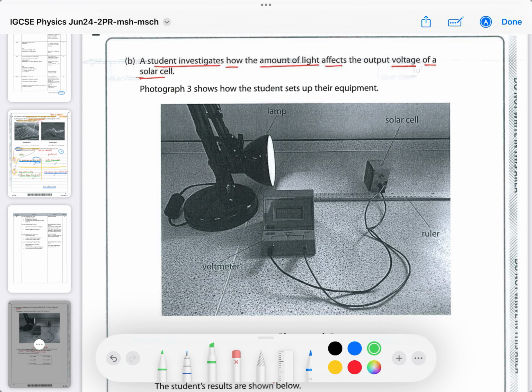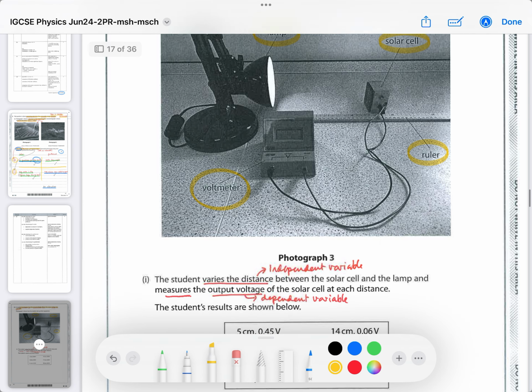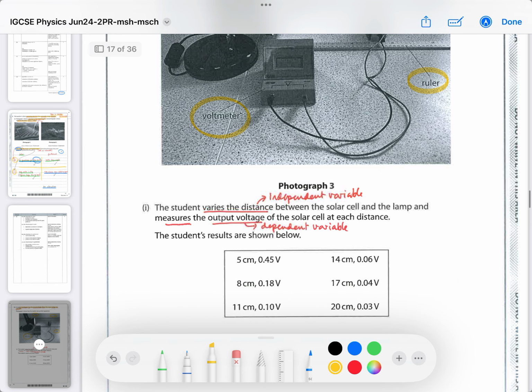So here a student investigates the amount of light affecting the voltage output of a solar cell. So this will be a voltmeter here, and they're looking at the distance of the light source, in this case a normal lamp, to the solar cell. And so it's really about the scientific method. So scientific method will definitely come up, it could be about anything in your paper too.